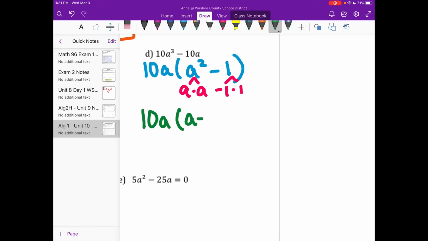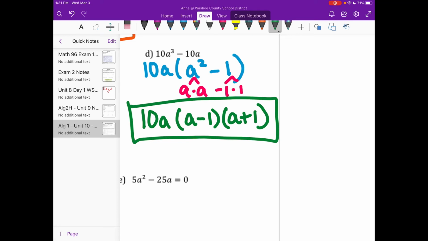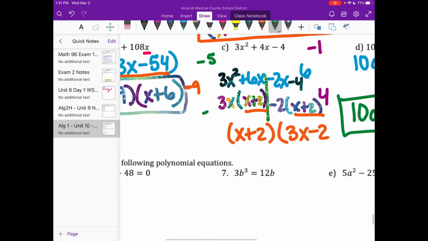So you have to write 10a times a minus 1 times a plus 1. And that's going to be my answer on D. I know that's a hard one. Definitely some extra credit action right there maybe. I don't know. But tough one for sure.